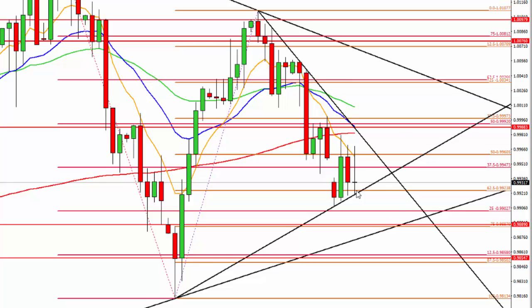On a move lower, 99.23 is support, along with this trend line coming in virtually at the same area. That's very key support. If that is broken, 99.02 is the next level down. Then we have a cluster below that coming in around 98.89.